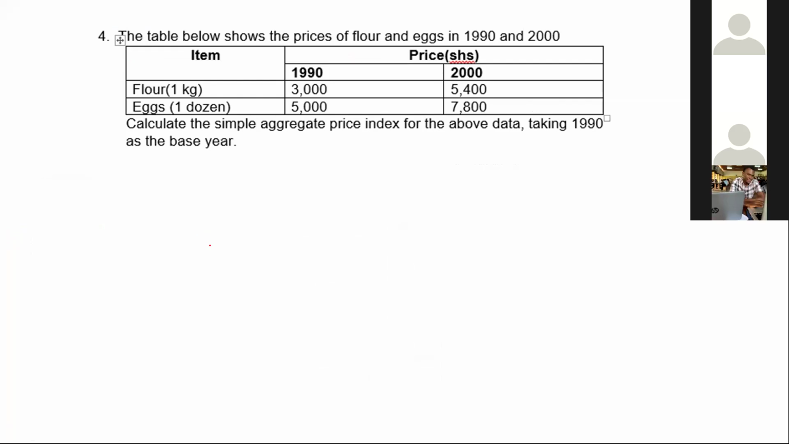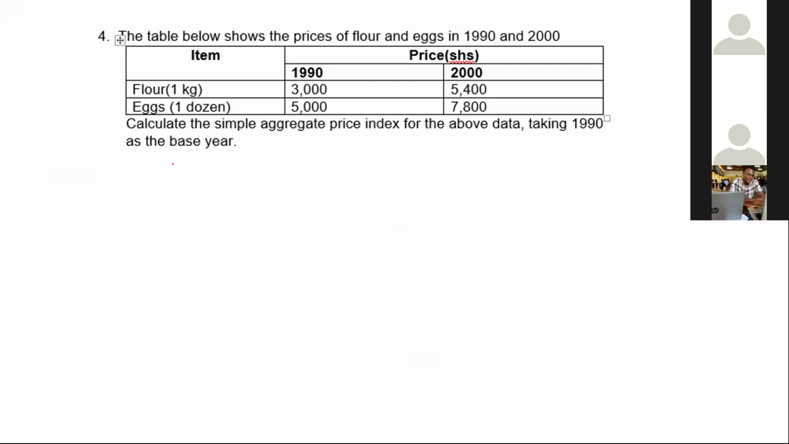Yeah, the next question in statistics is about price index. The table below shows the prices of flour and eggs in 1990 and in 2000, and that's what the table looks like. If you have not yet studied this, this question in particular is pretty simple.